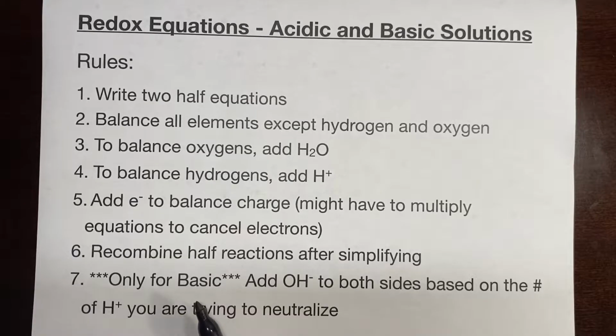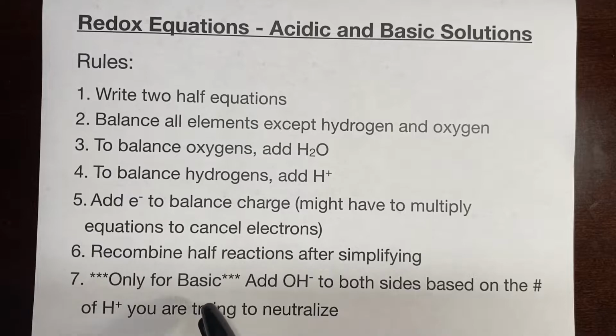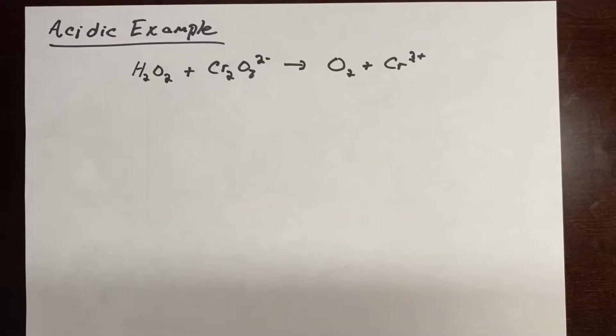Then the last step is only for basic equations. Really the only difference between acidic and basic solutions of how you do these equations is at the end. For basic, you're going to add hydroxide ions to both sides based on the number of hydrogen ions that you're trying to neutralize. And by this, I mean you're just really going to add the hydroxide to one side and it will cancel. But you'll see as I do it later.